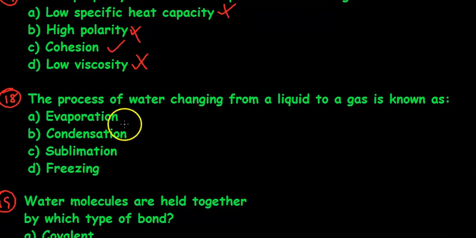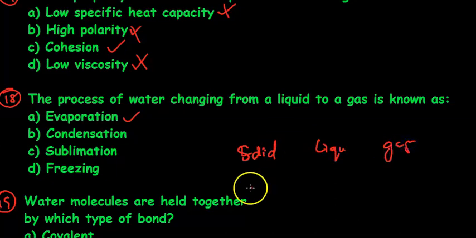Number 18 is evaporation because we have the solid state, liquid, and we have the gaseous state. Solid can turn to liquid through freezing. From solid to liquid, I think is melting. From liquid to solid is freezing. From liquid to gas, that is evaporation. So, what about question number 19?